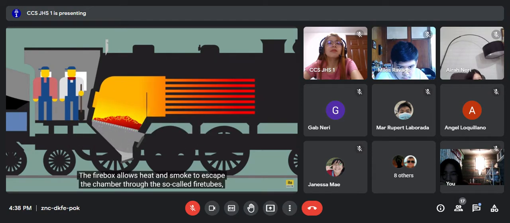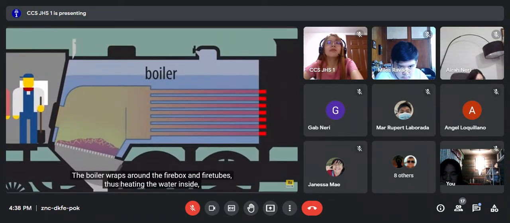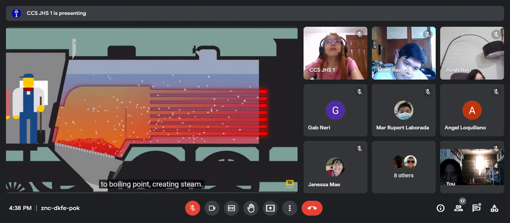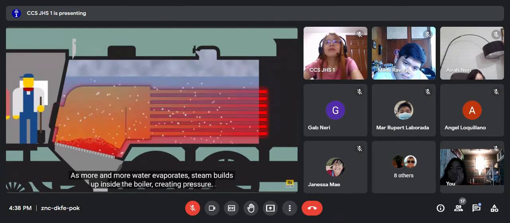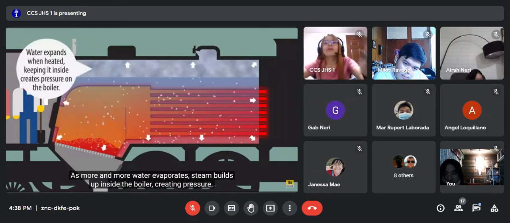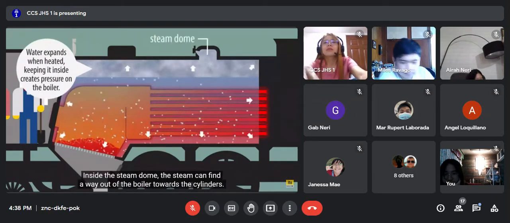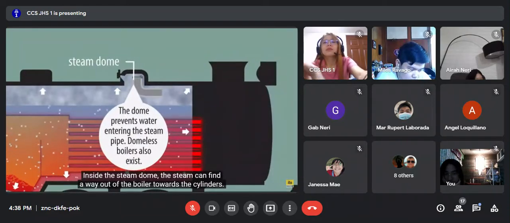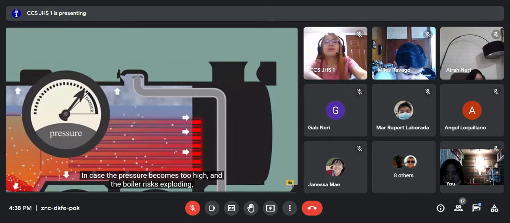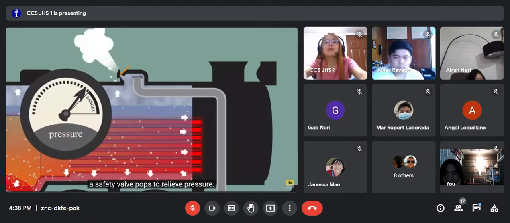The firebox allows heat and smoke to escape the chamber through the so-called fire tubes, running the length of the boiler. The boiler wraps around the firebox and fire tubes, thus heating the water inside to boiling point, creating steam. As more and more water evaporates, steam builds up inside the boiler, creating pressure. Inside the steam dome, the steam can find a way out of the boiler towards the cylinders. In case the pressure becomes too high and the boiler risks exploding, a safety valve pops to relieve pressure.